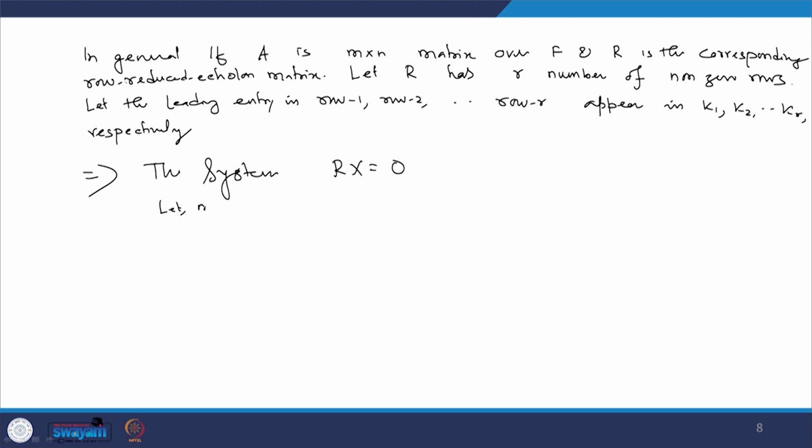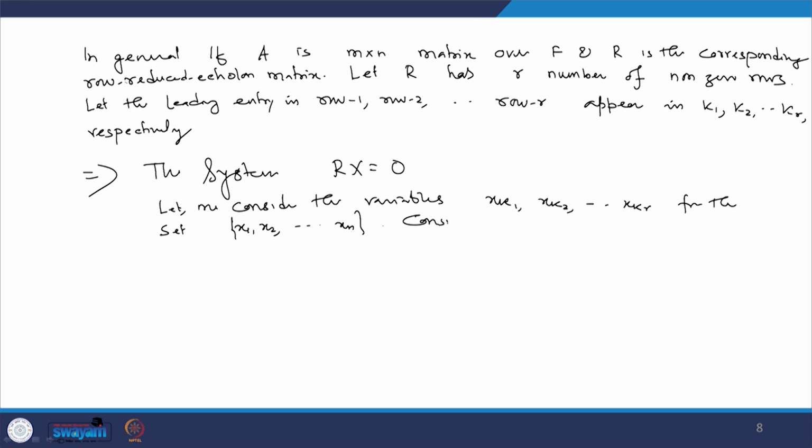Let me consider the variables xk1, xk2 and xkr. These are the variables from the set x1, x2, xn. So, I will take out these variables. So, the rest will be n minus r variables.